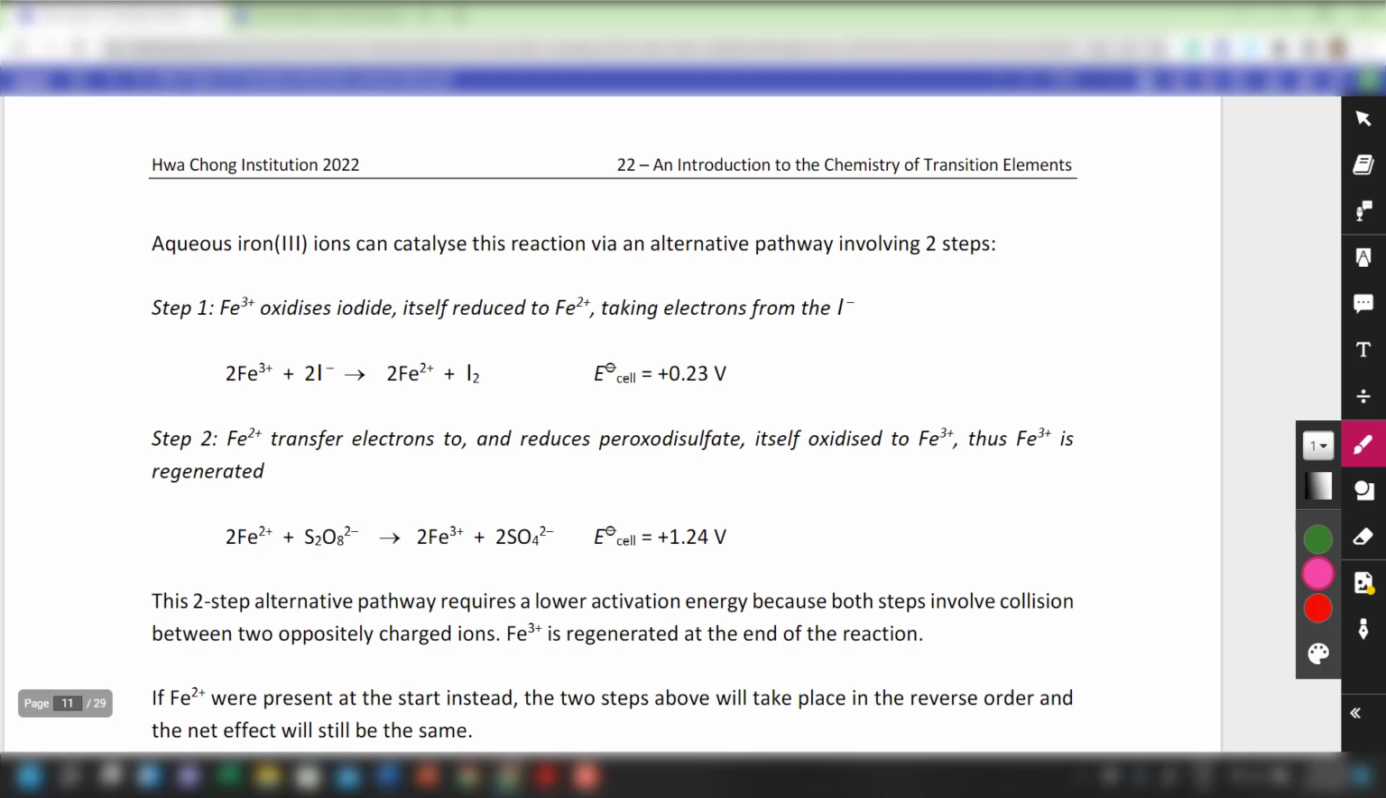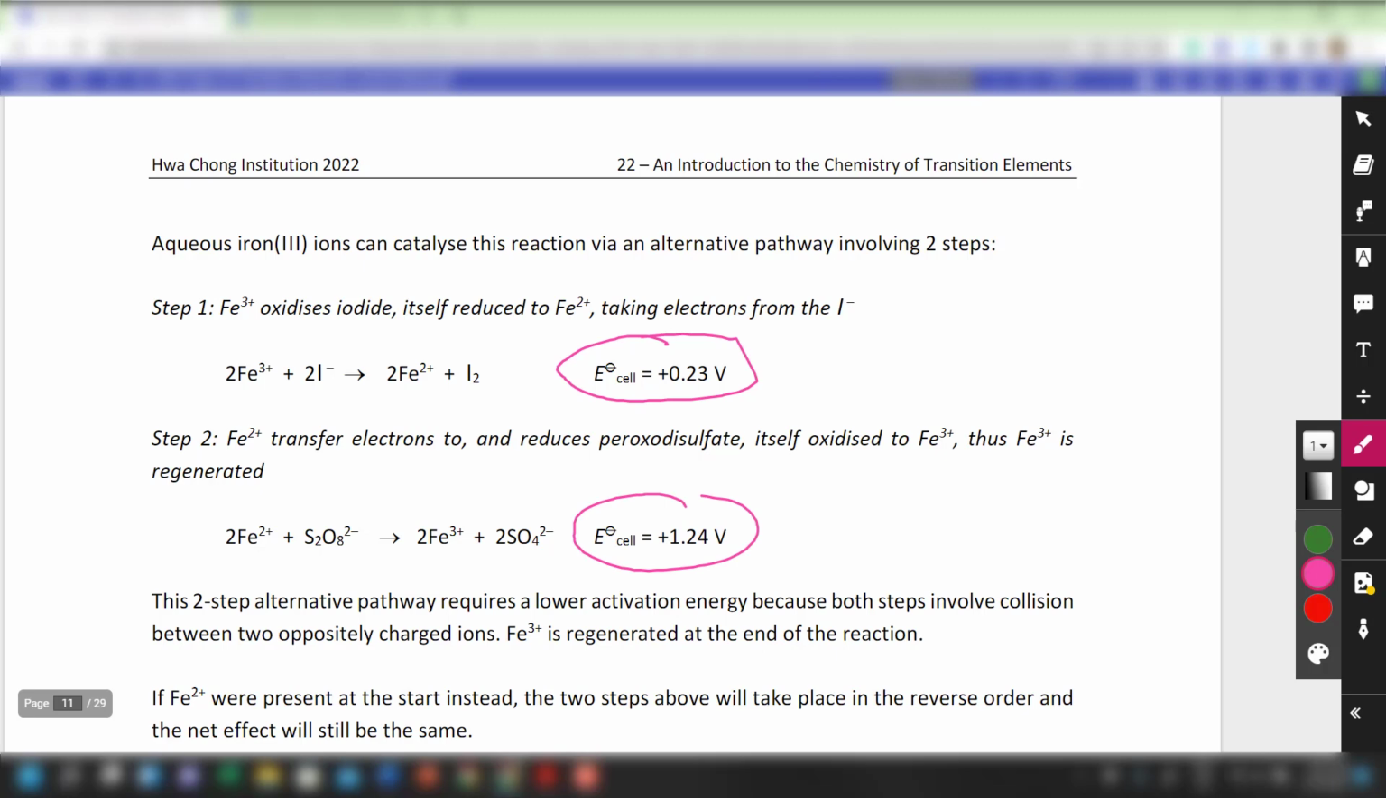Okay, then again, before you can even talk about the kinetics, you have to ensure that the thermodynamics variable fits. So we need to calculate an E cell. And then you notice that for both reactions, the reactions are feasible. You might be a bit confused over here. Why is there a need to calculate E cell?